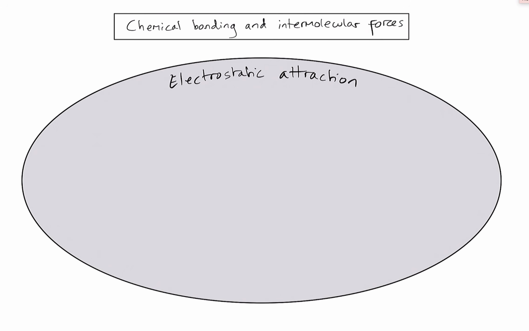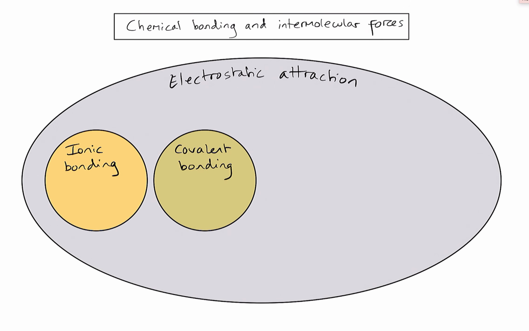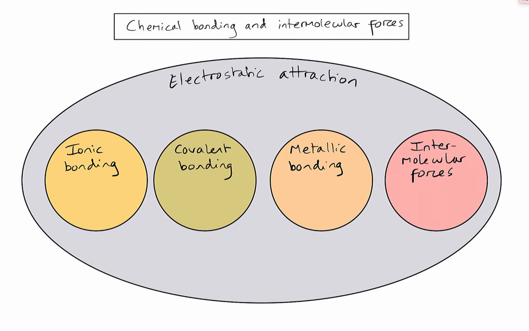So we've got ionic bonding, we've got covalent bonding, metallic bonding, and then my intermolecular forces. For more detail on each one, you might watch a separate video, but as a brief overview, ionic bonding is the attraction between oppositely charged ions. Covalent bonding is the attraction between a pair of nuclei and some shared electrons. In metallic bonding, the attractions are between positive ions and delocalized electrons.